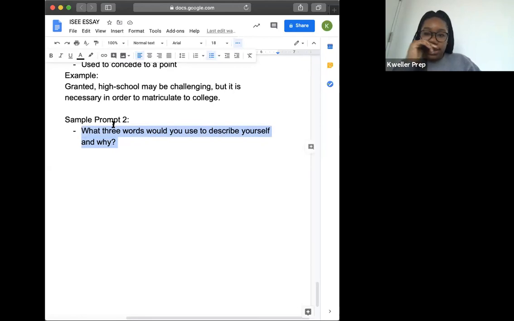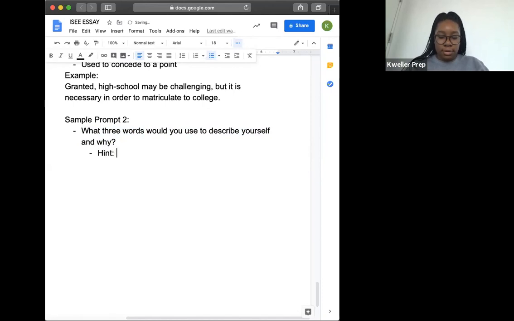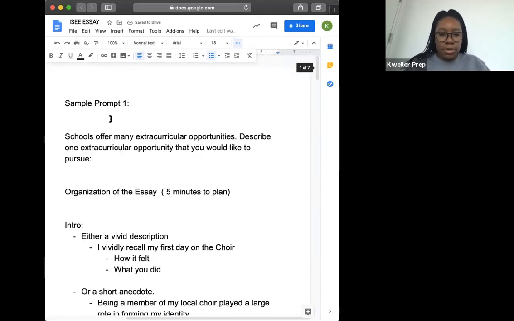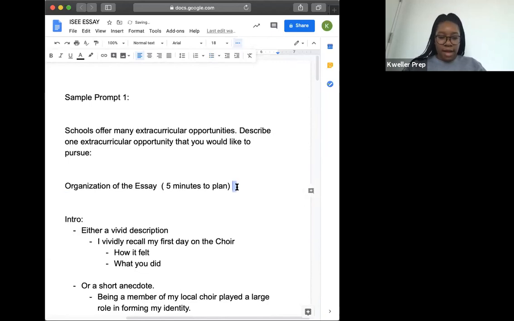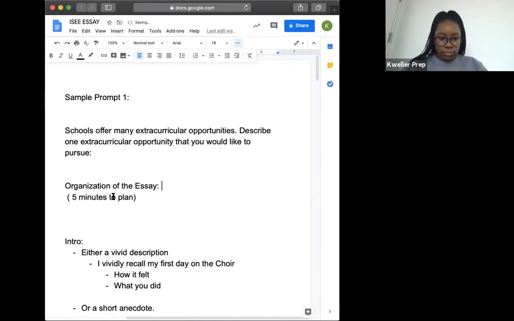One thing I want you all to note is that they tell you they want 3 words to describe yourself. So in this case, you're going to have to use 3 body paragraphs, because they do quantify how many words you need, and each word represents an example. Also, we were talking about timing before. You have 5 minutes to plan, then about 5 minutes per paragraph when you write your essay.